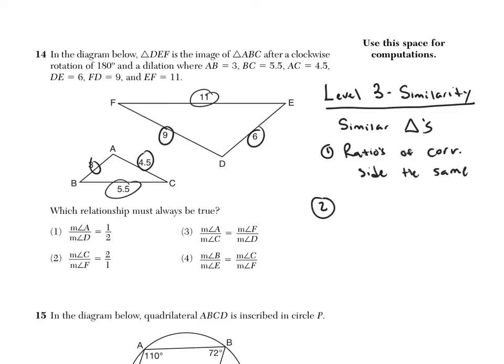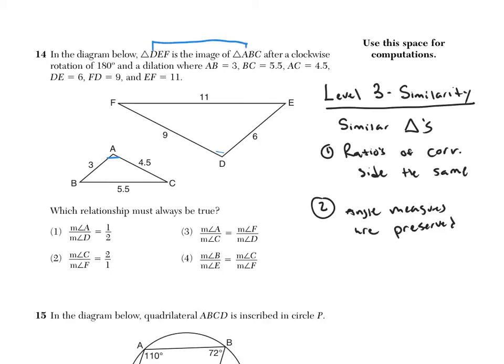And 2, we know angle measures are preserved. So when you dilate, the angle measures stay the same, and the angles will be the same between the 2 figures. So if we're looking at this, let's erase all this business right now. What we know here is that angle A is congruent to angle D. And remember, we know that because these are in the same position.